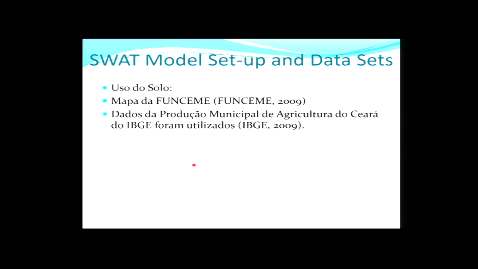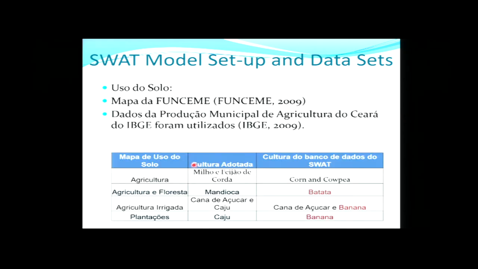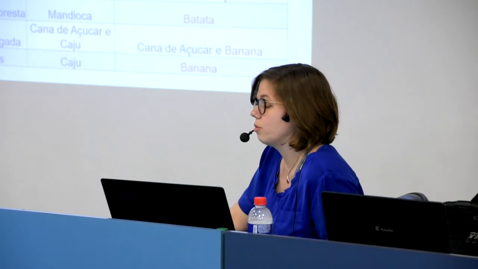We also used a land use map from FUNCEME from 2009, and we also checked the agricultural production in the state by municipality that is available from IBGE, from the Census of Agriculture, to see what kind of crops were growing, because we only had the major land use categories: agriculture, forest, irrigated agriculture, and plantation. So we subdivided them, trying to see which crops were mostly planted there.